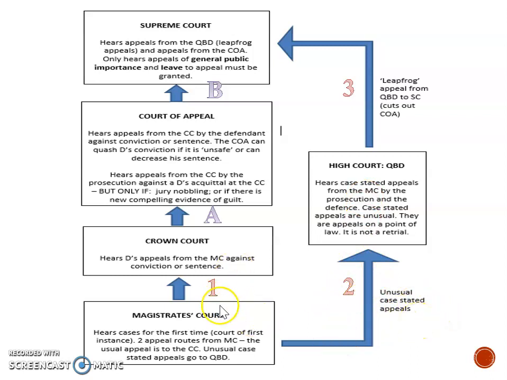So this is the normal appeal, but you can have a case-stated appeal where it's just on a point of law. So the magistrates are just referring a point of law to the High Court. And the High Court, you can see, can leapfrog to the Supreme Court. But our usual appeal routes are from the magistrates to the Crown, to the Court of Appeal, to the Supreme Court. And you've got detail in your booklet about that, how those appeals take place.